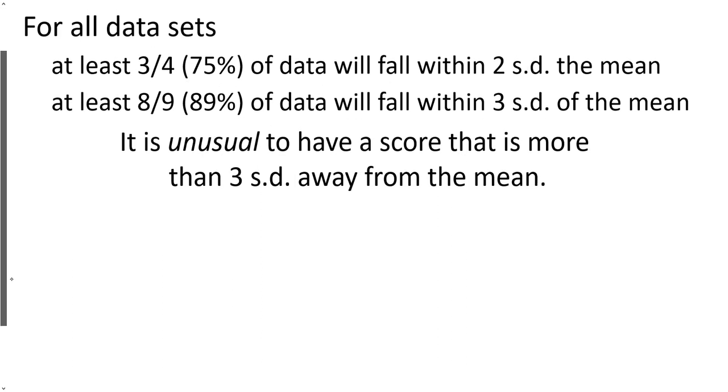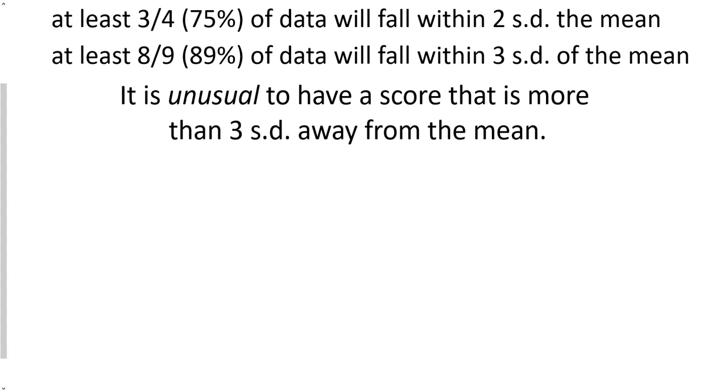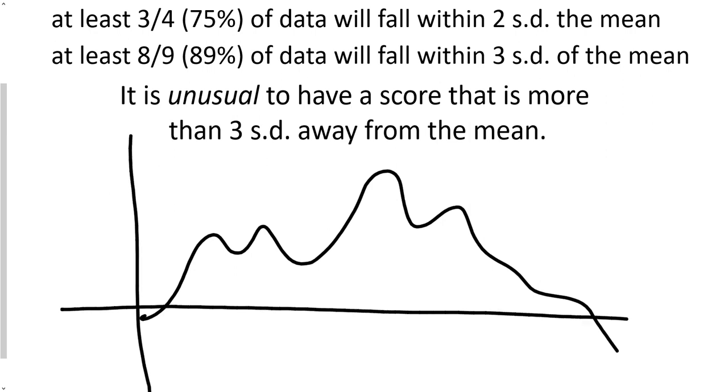So it is unusual to have a score that is more than 3 standard deviations away, which would categorize it as an outlier. Okay, so I'm going to create a little graph here just to visualize that. Let's say my distribution looks like this, not consistent at all, something like that. And we have it on a graph. It doesn't matter what our graph looks like, but here's my graph. There's my distribution.